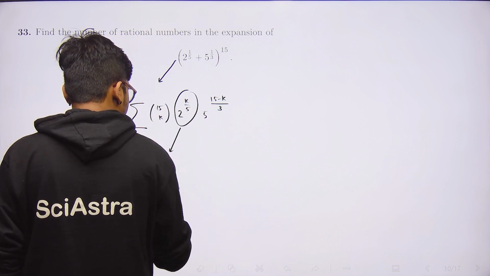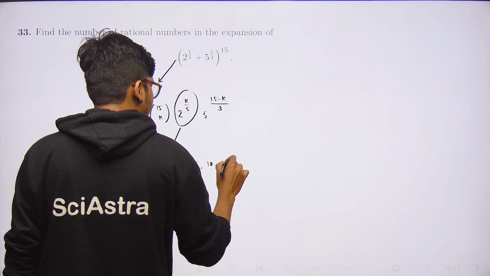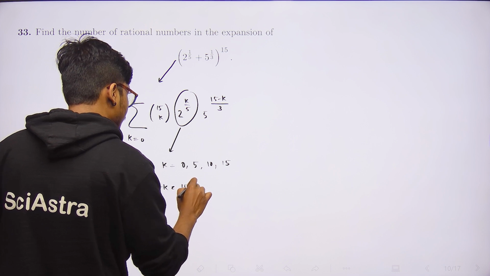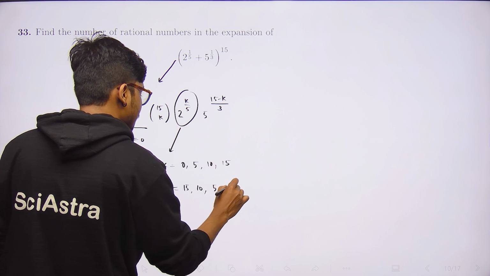k equal to 0, 5, 10 and 15. तो इसके corresponding let's find the value of 15 minus k. तो यहाँ पे आ जाएगा 15, first वाला 15 देगा, second will give you 10, third will give you 5 and the last will give you 0.